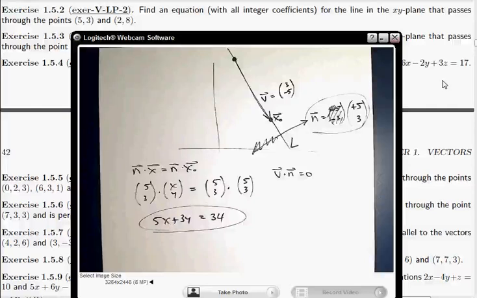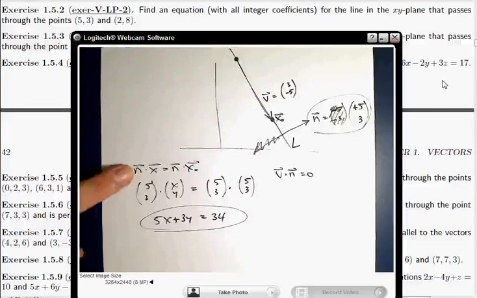At which point, you can choose whether you want to parameterize it, or maybe you want to find a function whose graph is that line, or maybe you want to find a function whose level set is that line, or maybe you want to find whatever. Lots of different options there. But when I say equation, I'm talking about this.